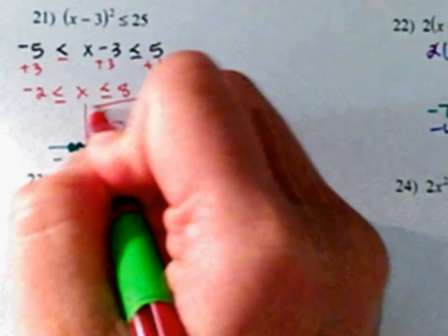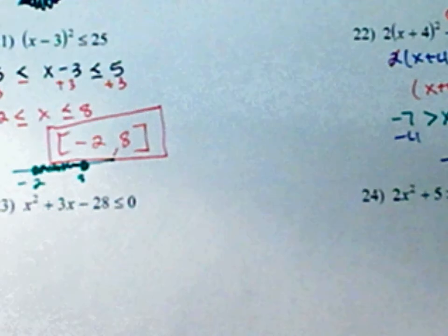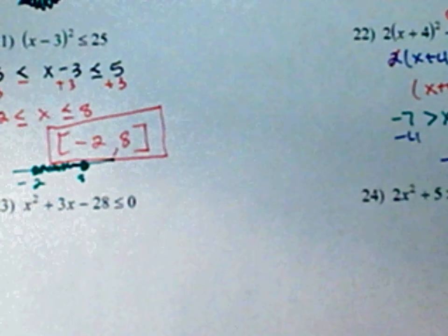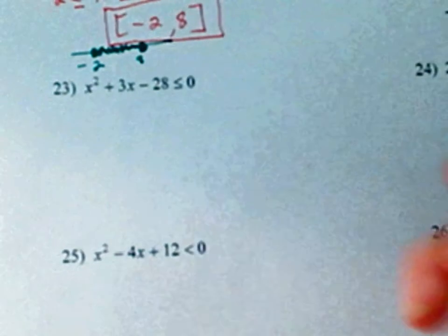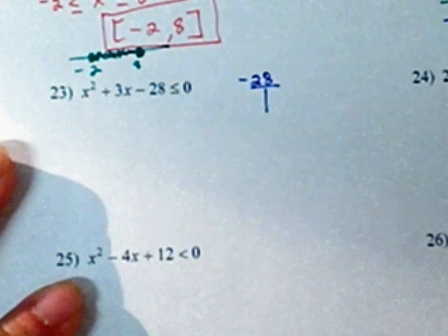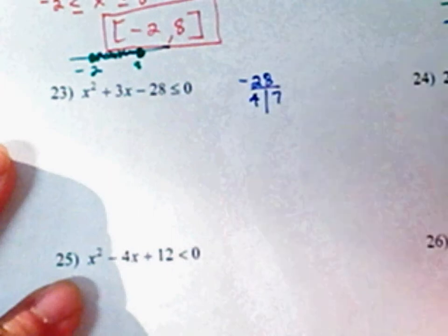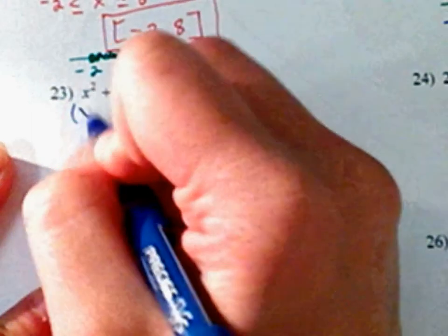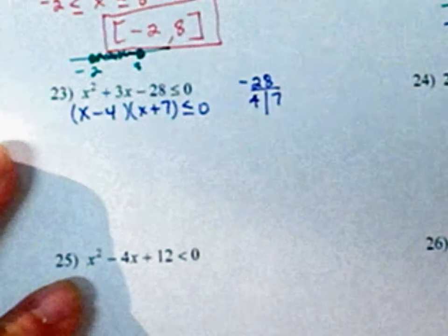All right, 23. Here we go. Well, if you look at this one, there's 3 terms. Okay, so you can't just take a square root on number 23. Could you factor? That's always easiest. Let's go see. 1 times negative 28 is negative 28. You know 2 numbers that multiply to give you negative 28, and subtract to give you 3? 4 and 7. So let's go ahead and factor. So, x, let me see, minus 4 and x plus 7. See that right there? Alrighty.